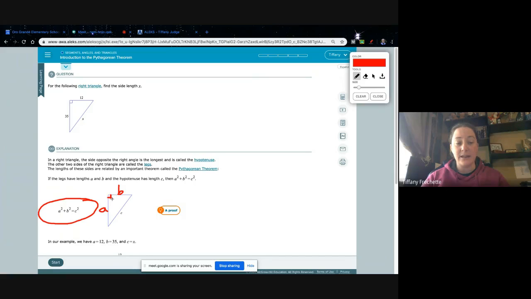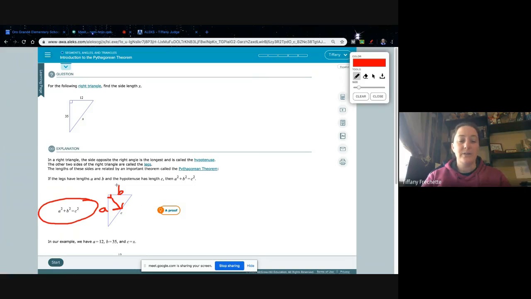C is very specific. It has to be the side that is across from that 90-degree angle. So it has to be this long side across from the 90. You also have to have a 90-degree angle. I'll say that too. You can't use Pythagorean theorem if you don't have a 90-degree angle or a right triangle.